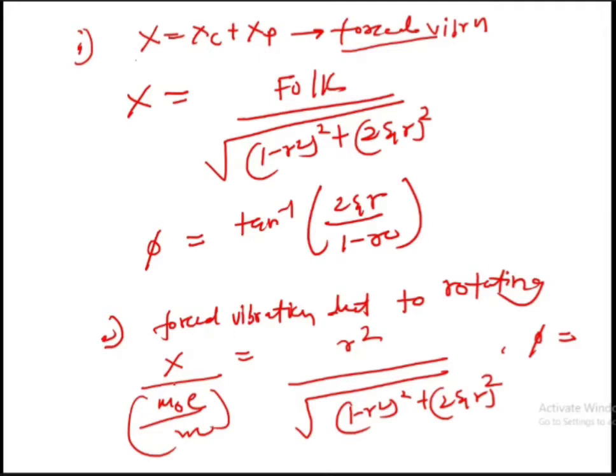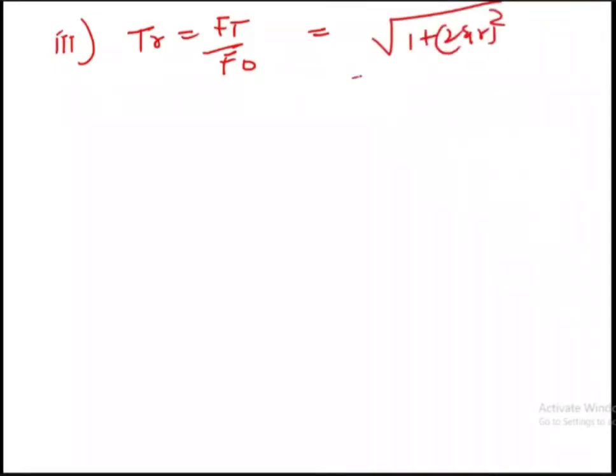Then we derived the forced vibration due to the support excitation, that is the base excitation. For that also we derived the formula. Then thirdly, we derived the formula for TR is equal to Ft upon F0, that is force transmissibility. The formula is square root of 1 plus (2 zeta r) bracket square, and the denominator will always remain the same, (1 minus r square) bracket square plus (2 zeta r) square.